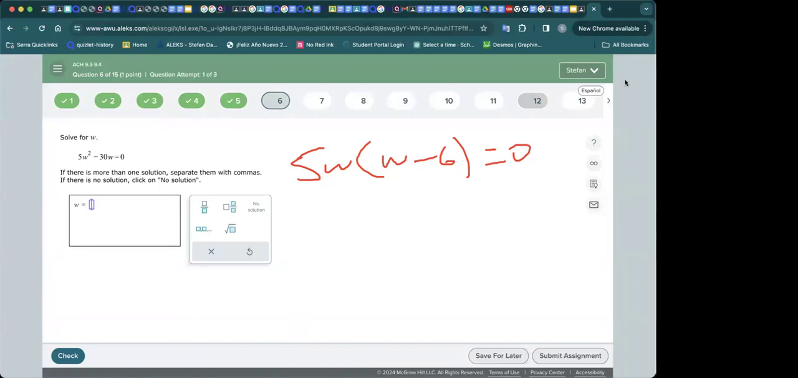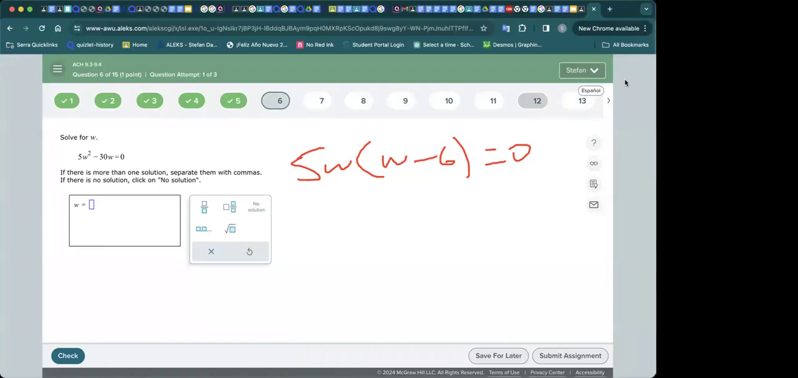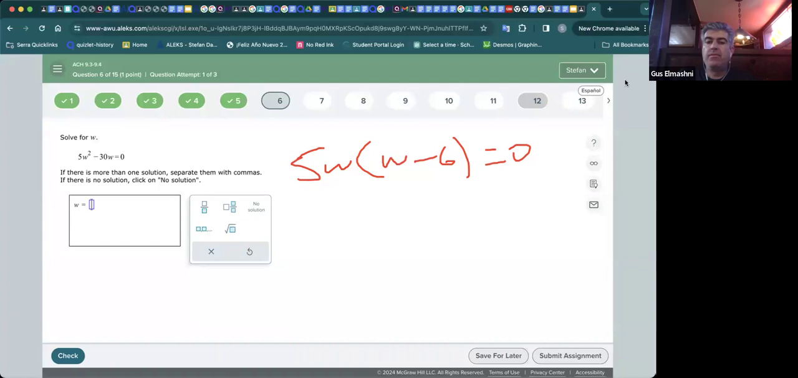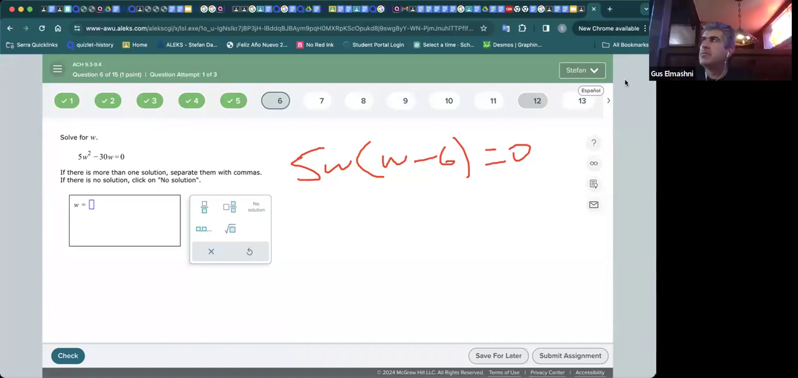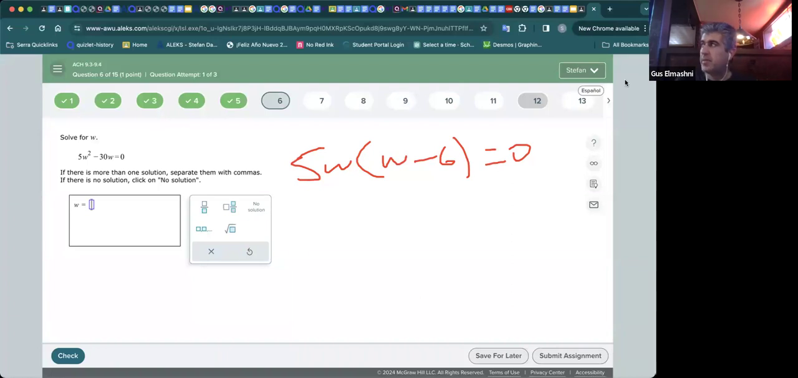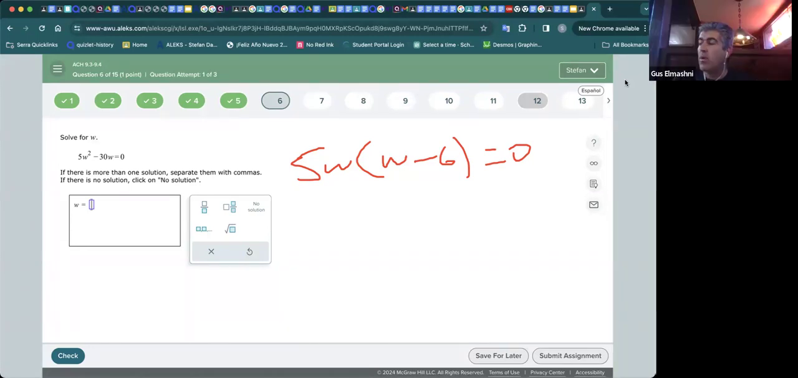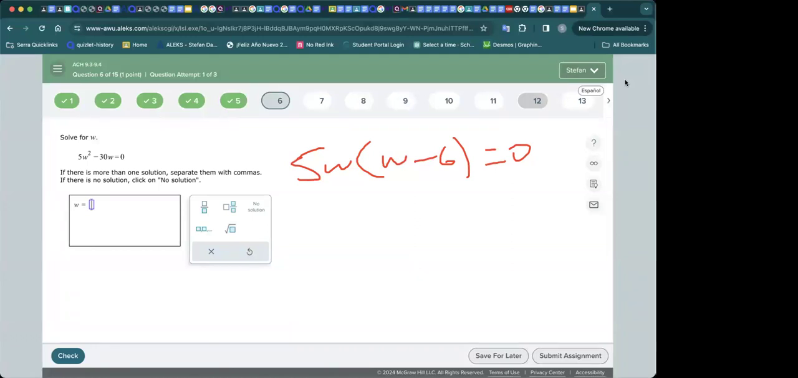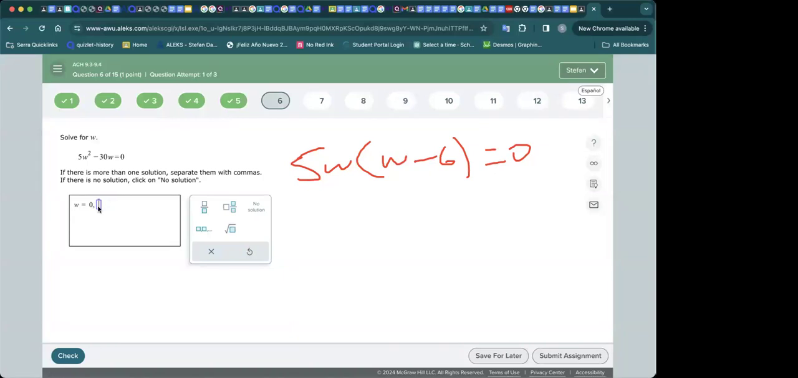All right, I'm back. Let's start from the top. So you want to pull out your GCF, the greatest common factor. 5W, yeah. After you pull it out, what do you get? You pull out 5W, you get W minus 6. So what does W equal? Plus 6, or 0. So you have two answers, 0 and 6.